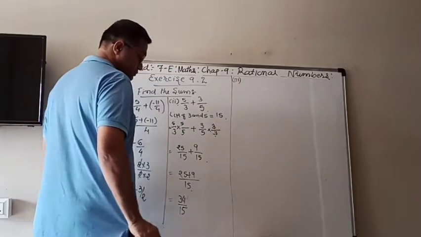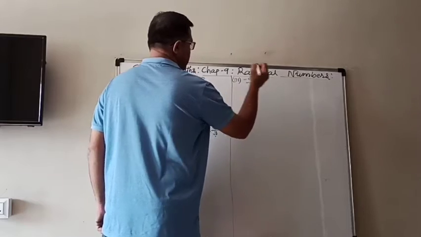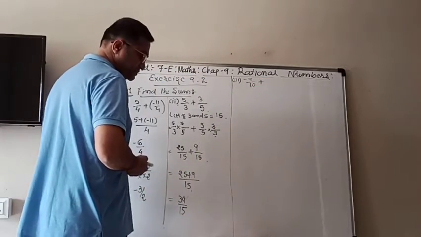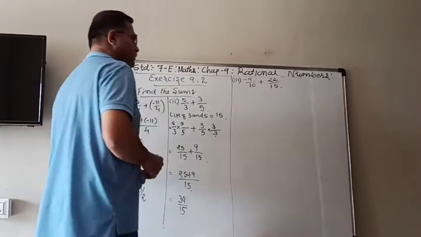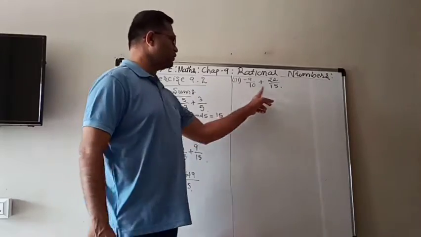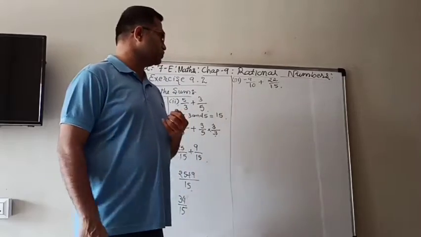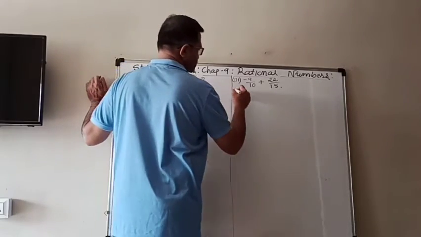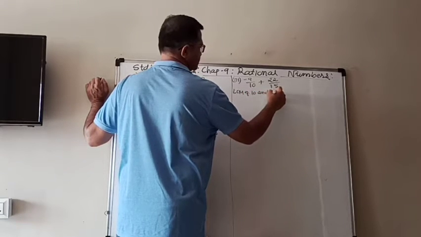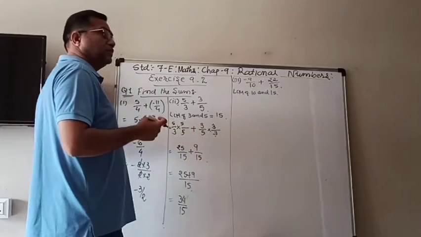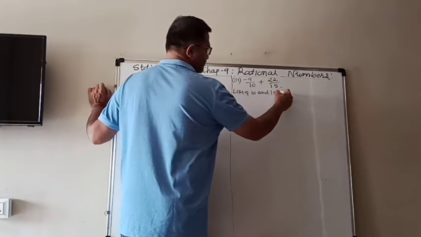Third one is minus 9 upon 10 plus 22 upon 15. Now here also they don't have equal denominators. So first of all, we have to take the LCM. So the LCM of 10 and 15. If you are not able to do it verbally, you can do it in rough. The LCM of 10 and 15 is 30.